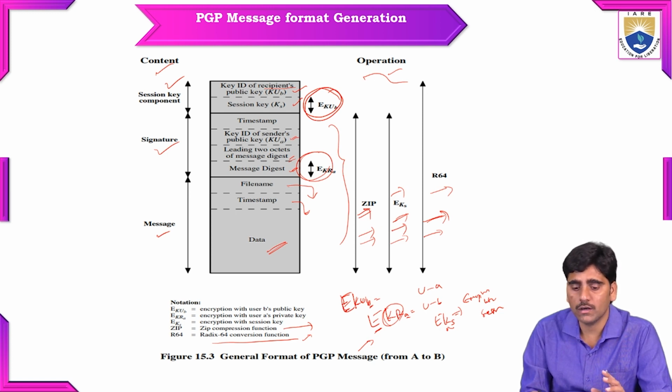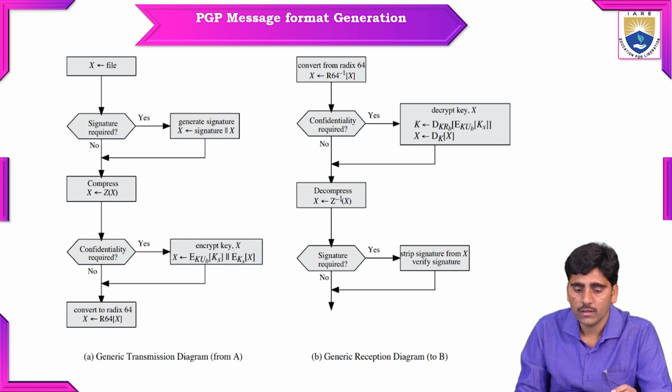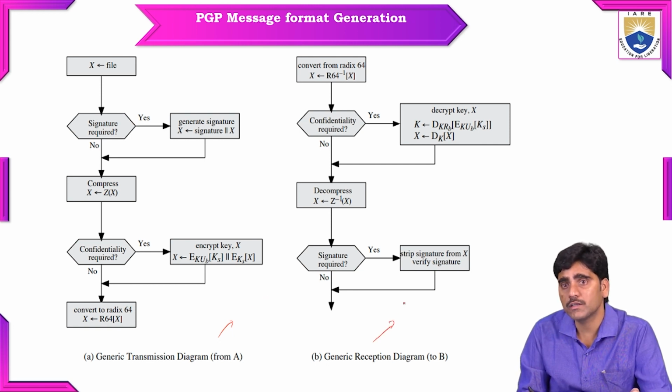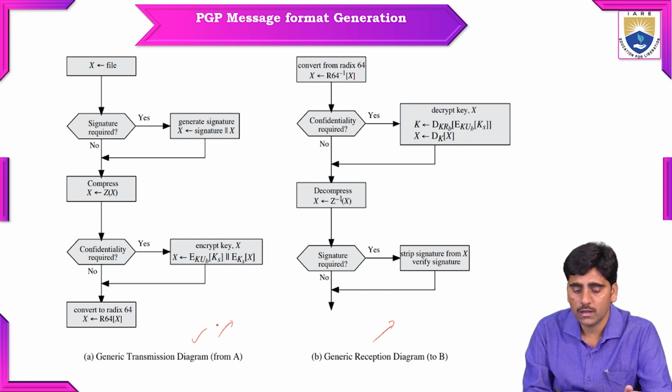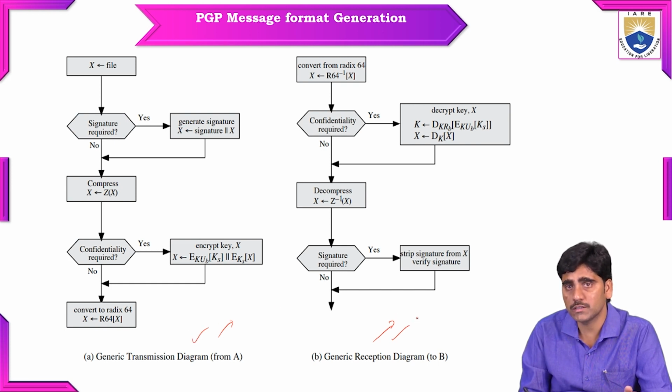executed on the public key and private key pairs for the PGP message as a service. So here each and every PGP message has to be transmitted, and we see how the PGP message has to be transmitted and how the PGP message has to be received.